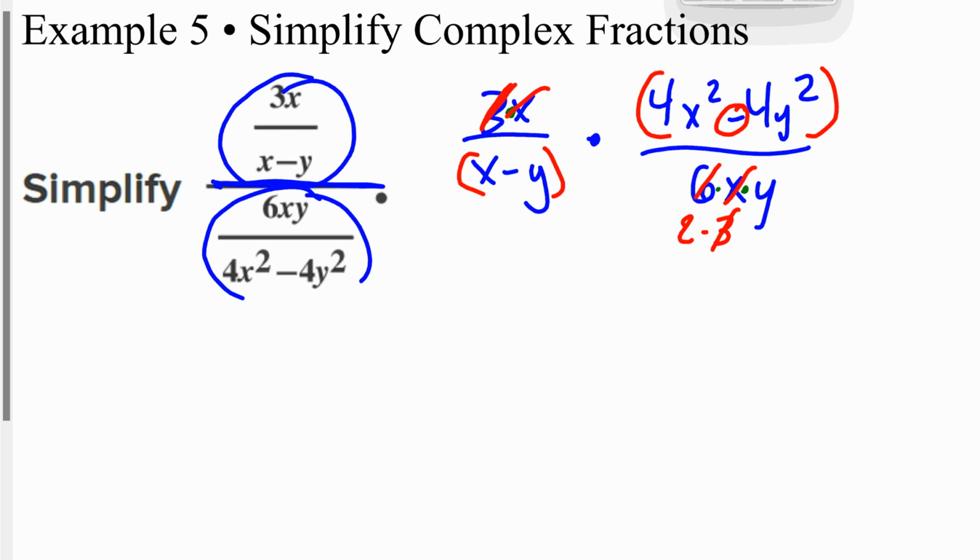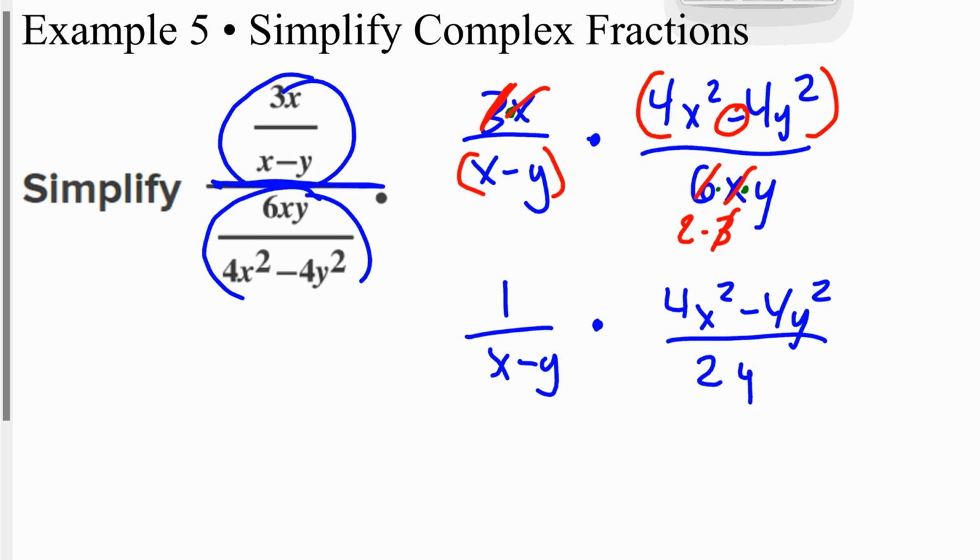So maybe if I would rewrite this, that'd be a 1 on top, and x minus y, and then times 4x squared minus 4y squared over, we just have 2y left, right? So when I factor this one, I want to factor out a 4. So I'm going to bring out the 4. 4 comes out, right? So I just get left with, let me rewrite it again, just so you can see what's going on here.